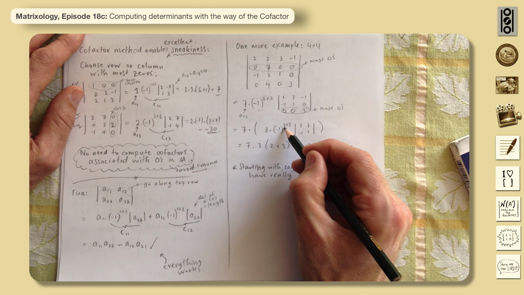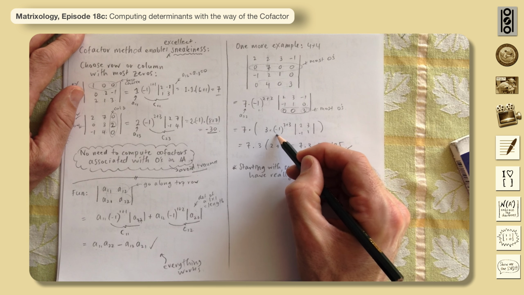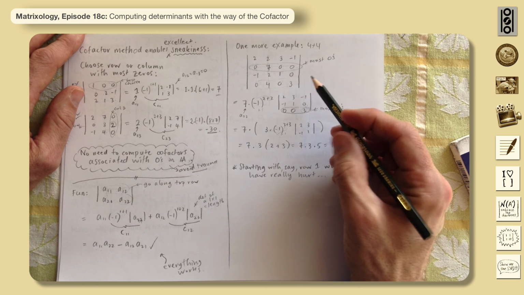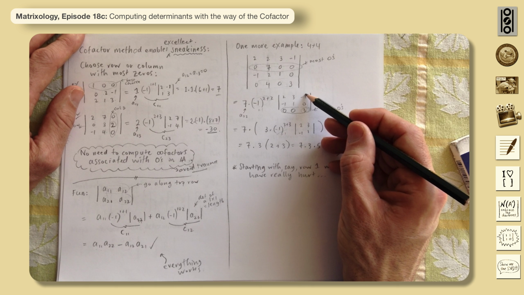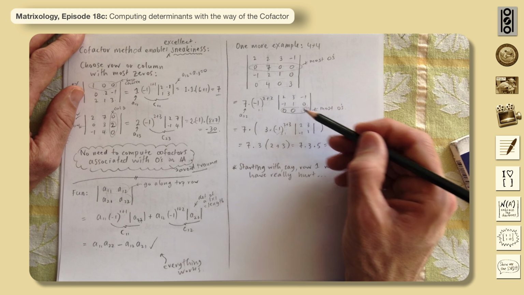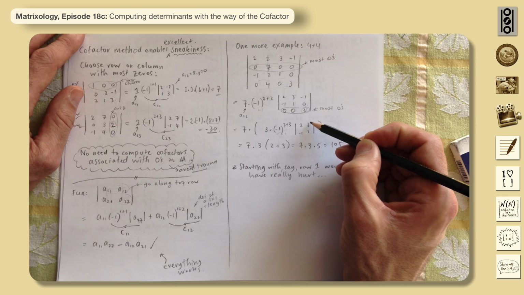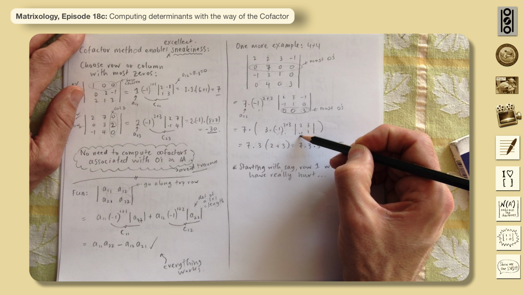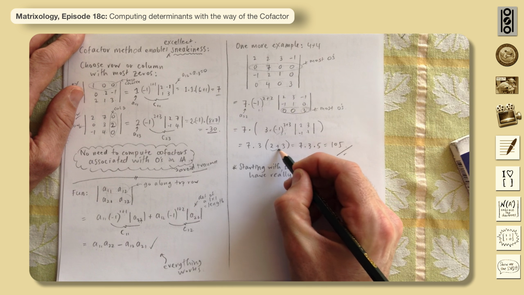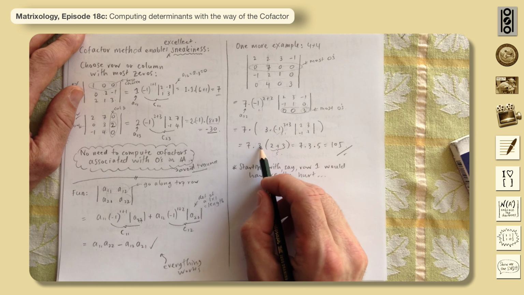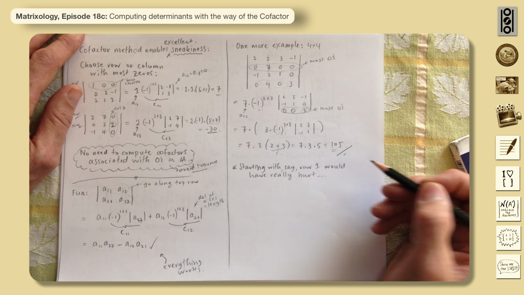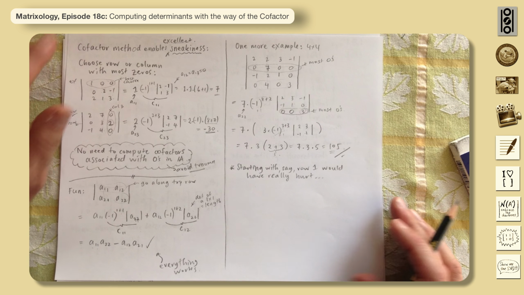So we get -1 to the 3 plus 3. Again, that's a +1. And if we wipe out this column, this row, we end up with 2, 3, -1, 1. Yep. Determinant of that is 2 plus 3, which is 5. 7 times 3 times 5, 105. MATLAB verified. It's true, actually.